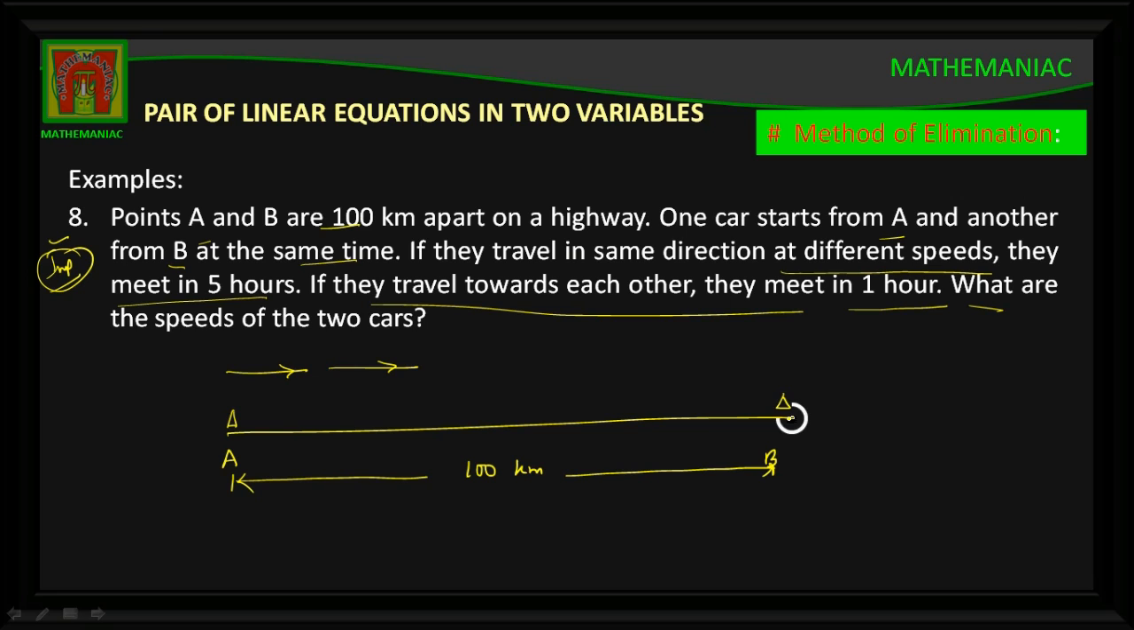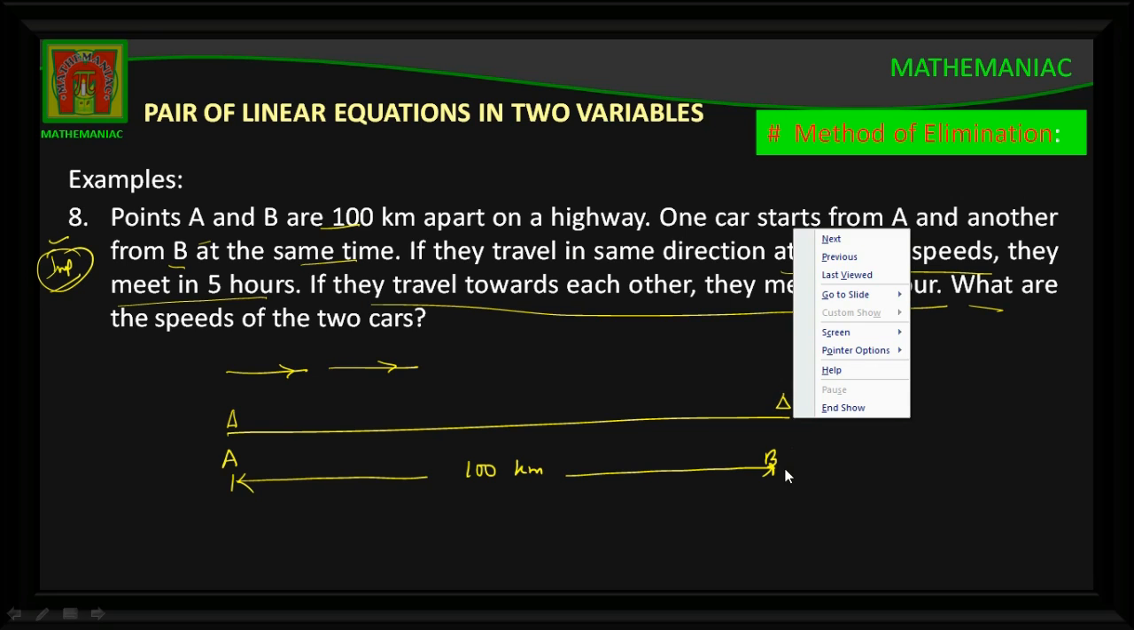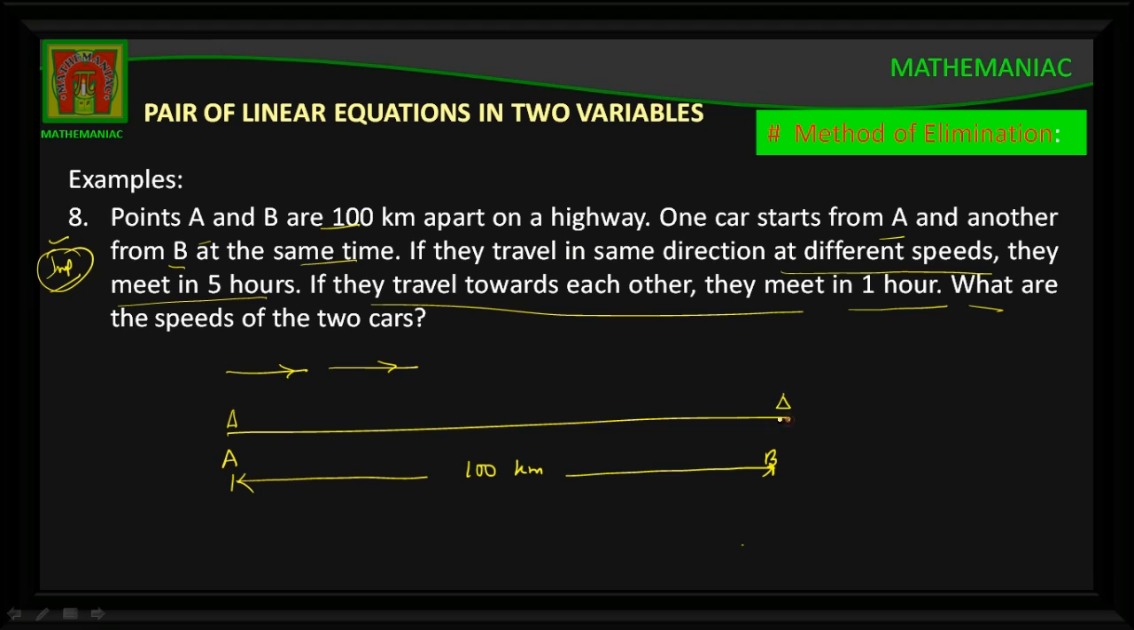So even though they are starting at the same point of time, both the cars are going to meet after a certain time. What is that certain time? 5 hours. After 5 hours, they will meet at the point C.